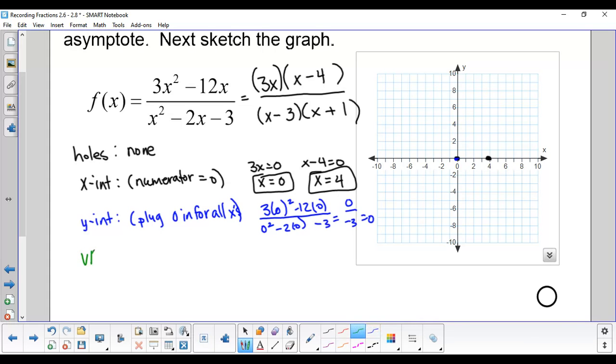So my vertical asymptotes are found by setting the denominator equal to 0.